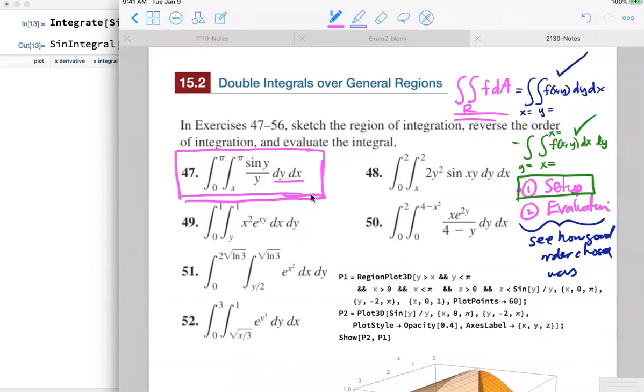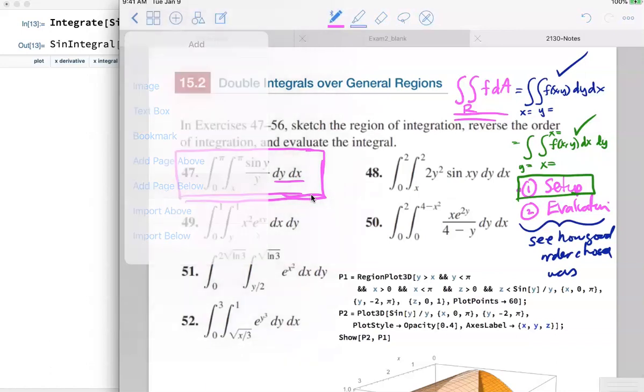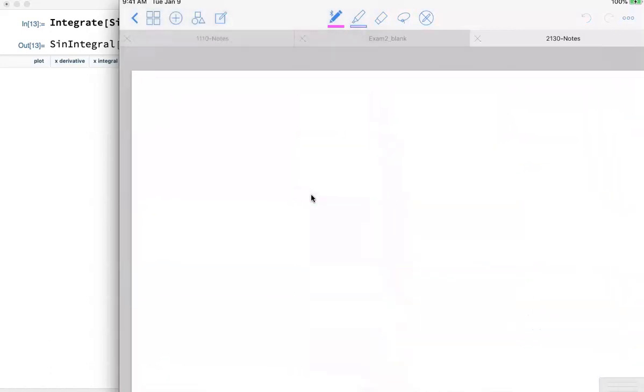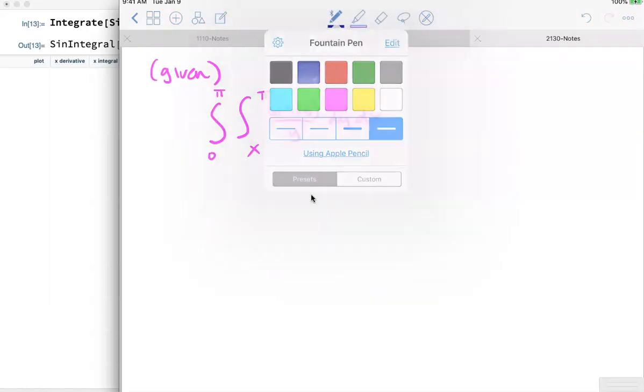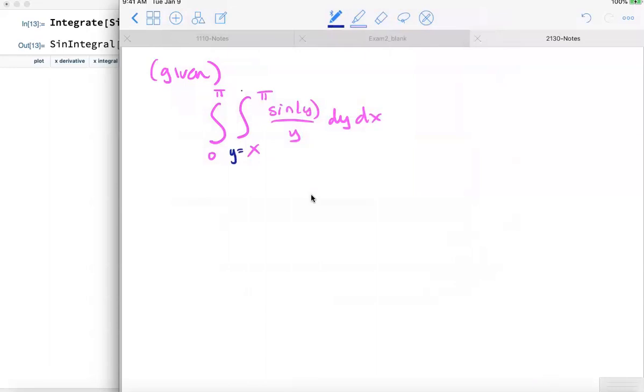Okay, so let's move on to this problem and try to reverse the order of integration. The given order of integration is the double integral from x going up to pi, sine of y over y, dy dx. This was the given order of integration, and x was going from 0 up to pi. So we should probably call out that this is y equal to x up to y equal to pi, x equal to 0 up to x equal to pi.